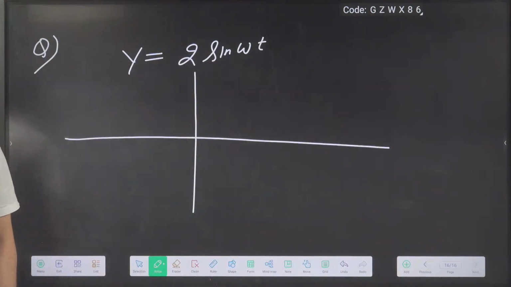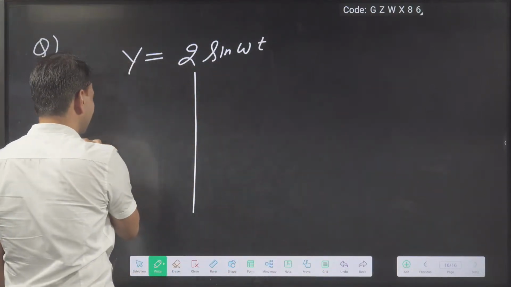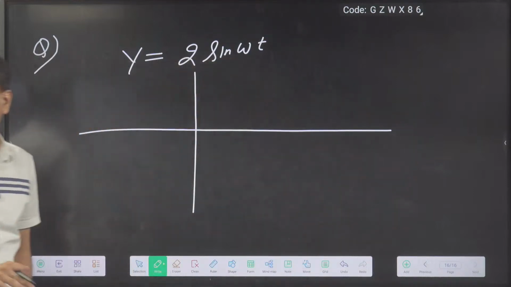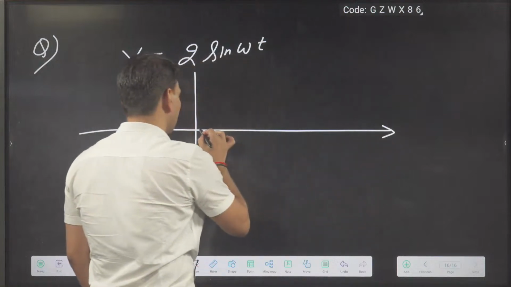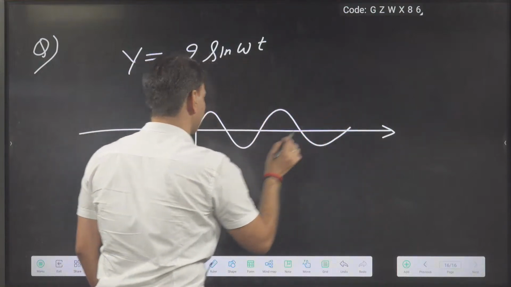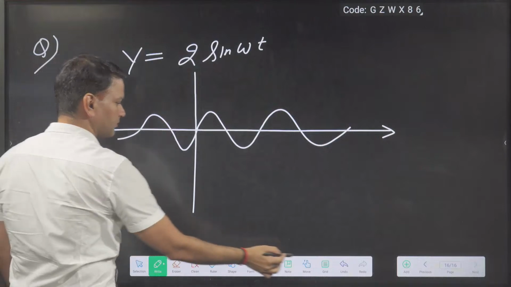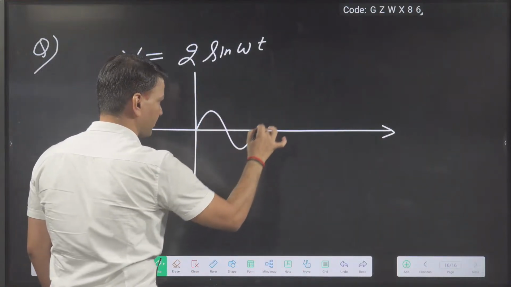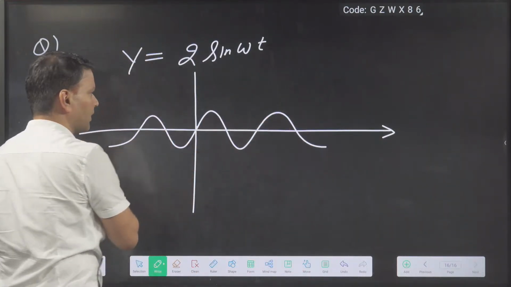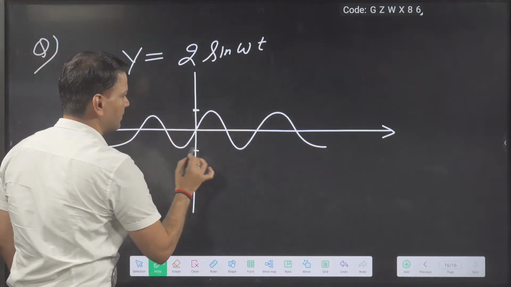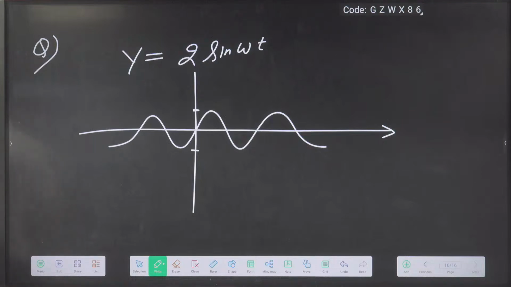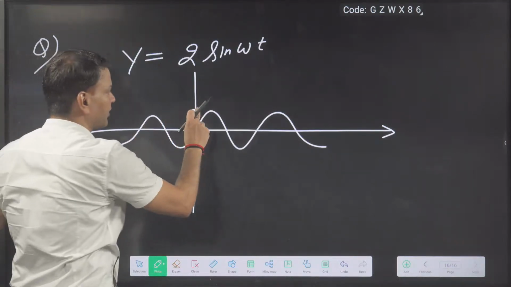So if I am giving sine omega t, sine theta, 2 sine theta, 4 cos theta, it doesn't matter, the pattern will be the same. So first, how can we draw the pattern? Who will say what this value is? Tell fast. On the y-axis, what is the peak value, and what is the peak value on the negative y-axis?